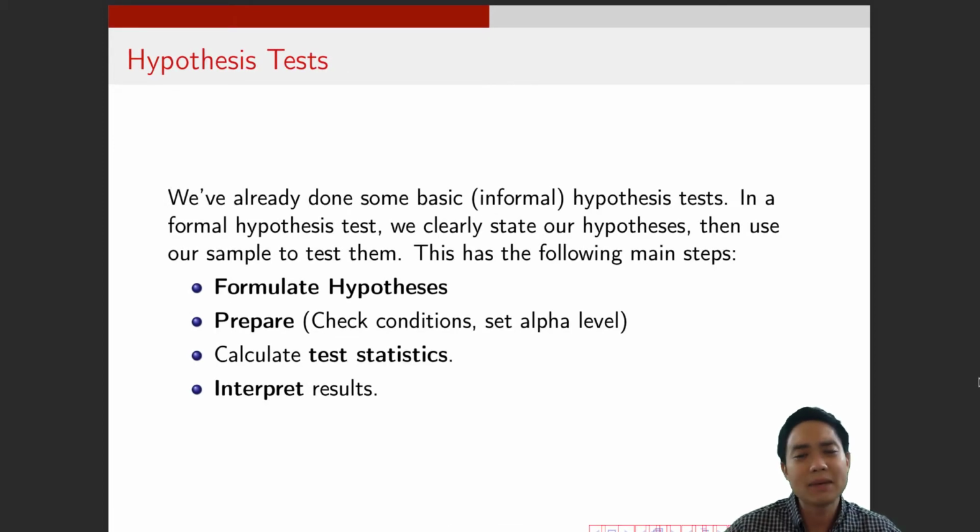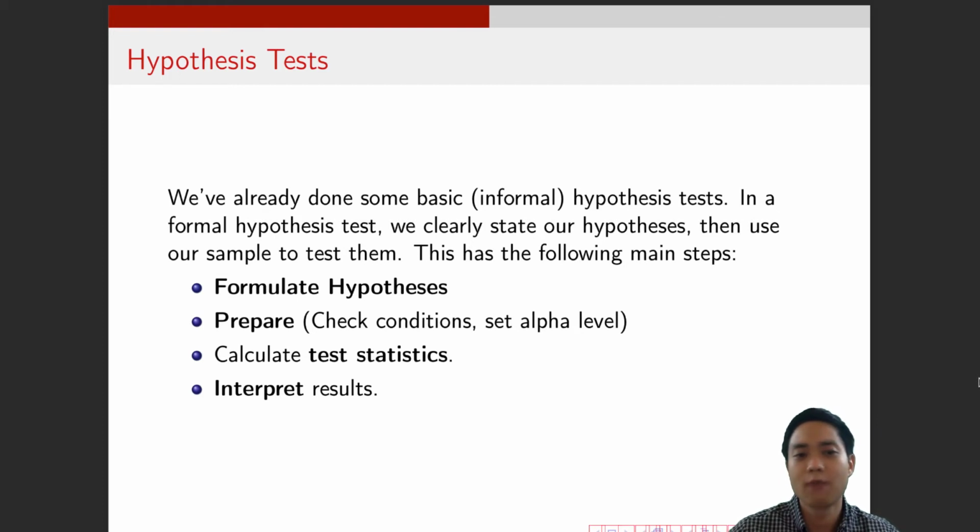Alright, so for hypothesis tests, we've actually done some of these informal hypothesis tests before. We used simulations to look at what this empirical distribution would look like, and then we assessed whether, for example, a die was fair or a coin was fair. And now we're just going to be formalizing that entire process.